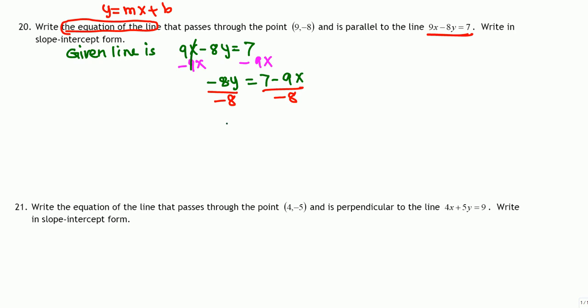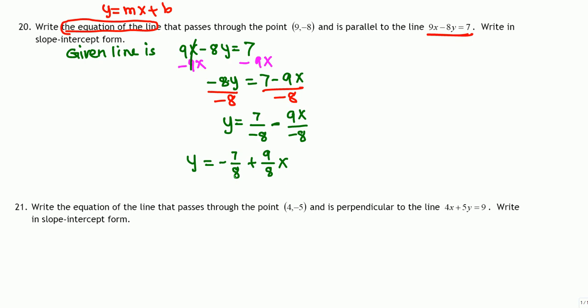Then we have y equals, we separate into two fractions, 7 over negative 8 minus 9x over negative 8. In fact, this minus and negative make a plus sign. So y equals 7 over 8, with the negative on the bottom we put the sign in front, plus 9 over 8 x. Now we have put the given line in the form of y equals mx plus b.